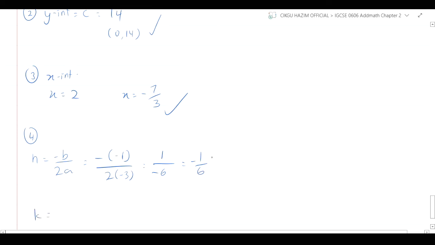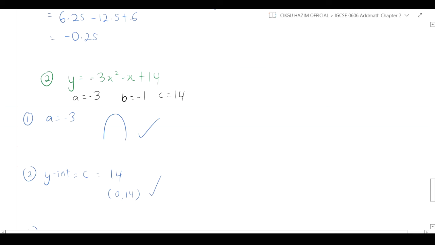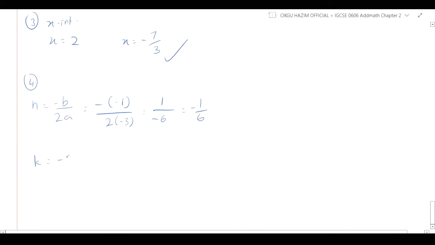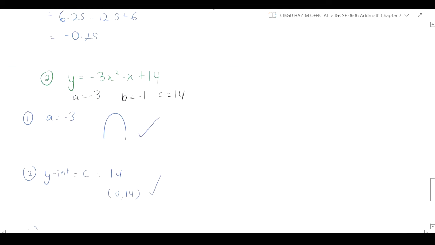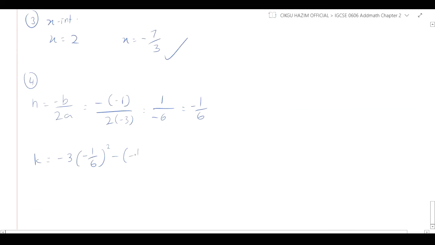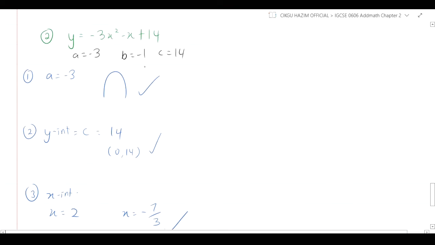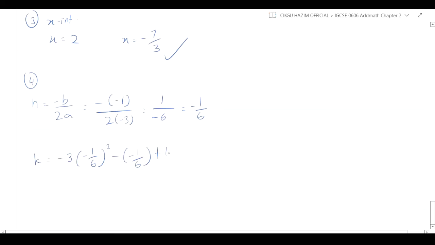For k, substitute this back into the initial equation. So it will be negative 3 times the bracket of negative 1 over 6 squared, and then minus negative 1 over 6, and then plus 14. Do it manually here. Negative 3, and when you square it, it becomes 1 over 36. And then minus and minus become positive 1 over 6, plus 14.